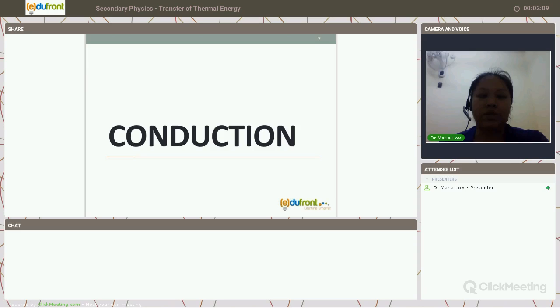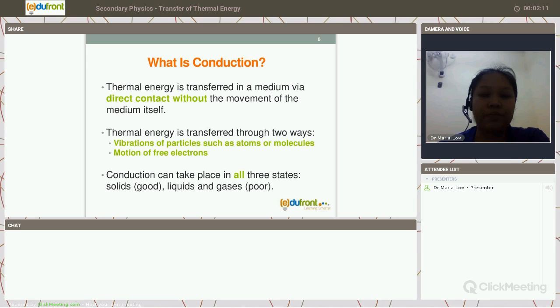So let's take a look at conduction first. For conduction, thermal energy is transferred in a medium via direct contact without the movement of the medium itself. And thermal energy is transferred through two possible ways. One is vibration of particles such as atoms or molecules. The second is the motion of free electrons. Conduction can take place in all three states, solids, liquids, and gases, where solids are better conductors in comparison to liquids and gases.